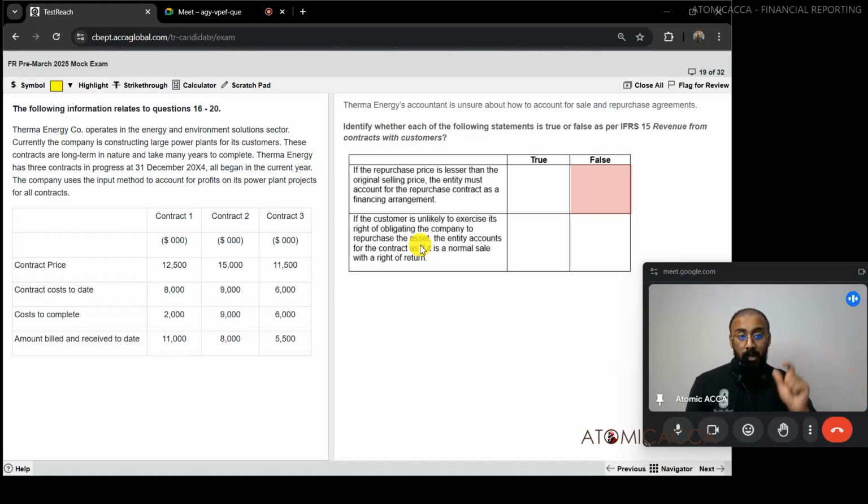Sale is to be recorded as per IFRS 15. Now, the statement is telling that the customer is unlikely to exercise this power, which means they are mostly not going to sell it back to me. Very rare chances they will give it back to me. In this case, they are telling the entity accounts for the contract. Who is the entity? Me. The seller is to account for this contract as a normal sale with a right of return. Just like how Amazon and others do.